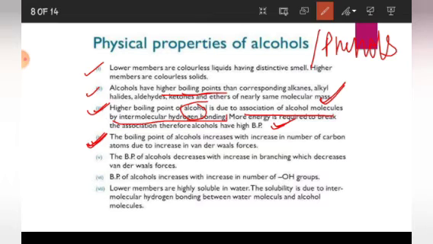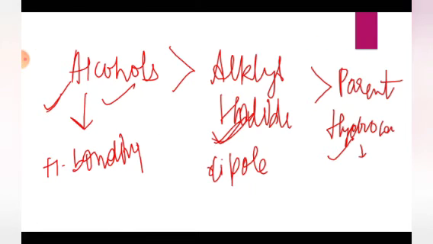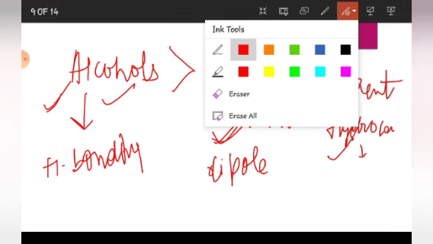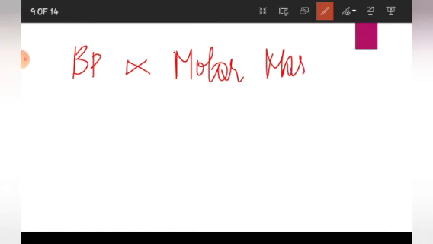So if we see alcohols and compare the members, then what we will get, that the boiling point of alcohol increases with increase in number of carbon atoms. So what we can write? See children, we can write this relation as that boiling point is proportional to molar mass. As the molar mass will increase, the boiling point goes on increasing. You need to remember this relation.